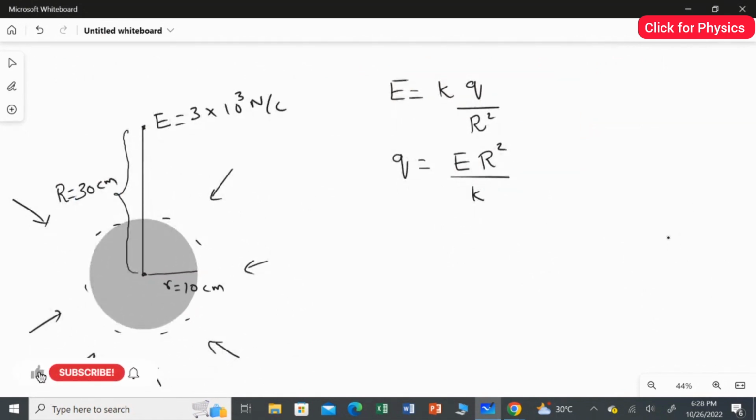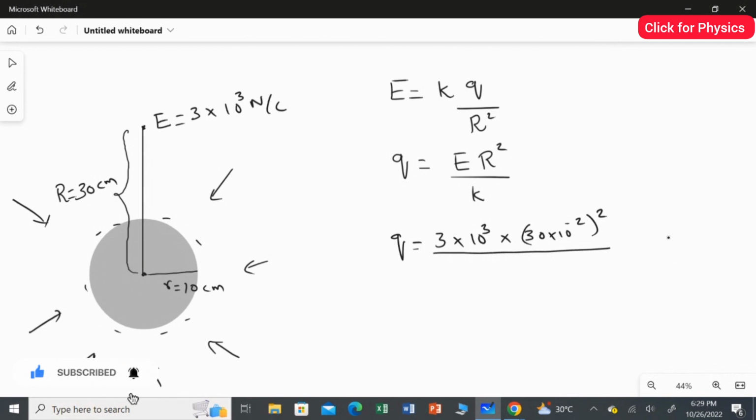So I'm going to substitute the value. Therefore, Q, which is equal to, our electric field is 3 multiplied by 10 to the power of 3, multiplied by our R value, which is 30 centimeter. So I'm going to convert that in terms of meter. So how can I consider it? 30 multiplied by 10 to the power of minus 2, the whole square, divided by the Coulomb constant, which is 8.99 multiplied by 10 to the power of 9.